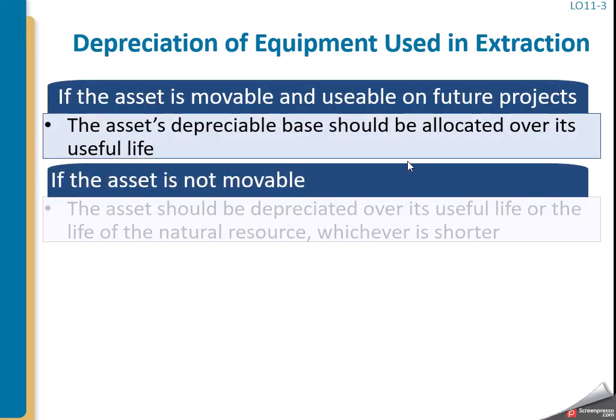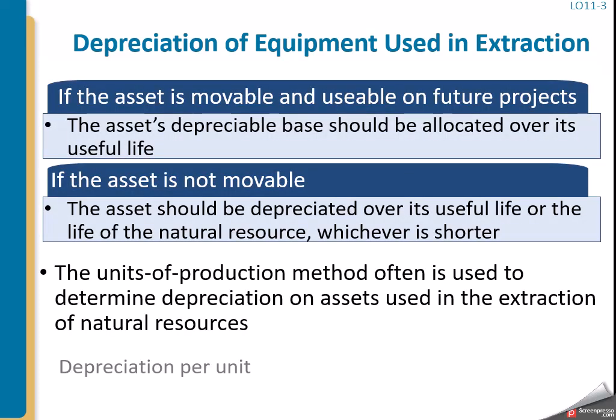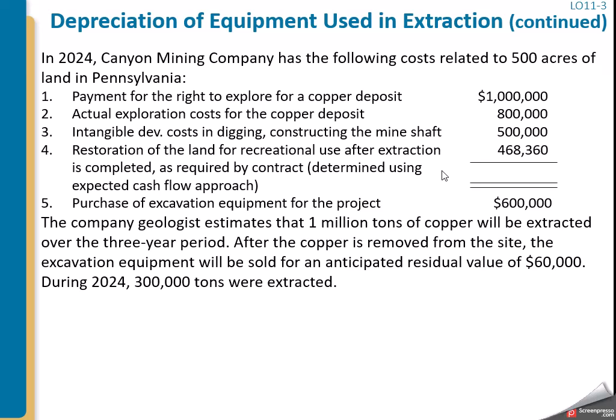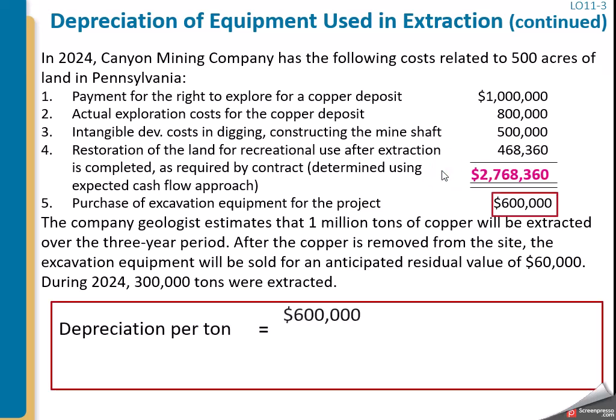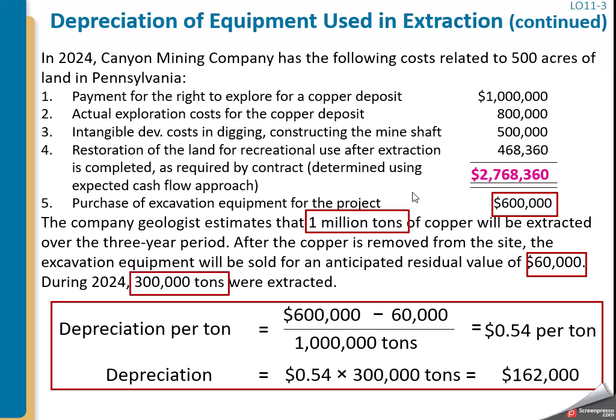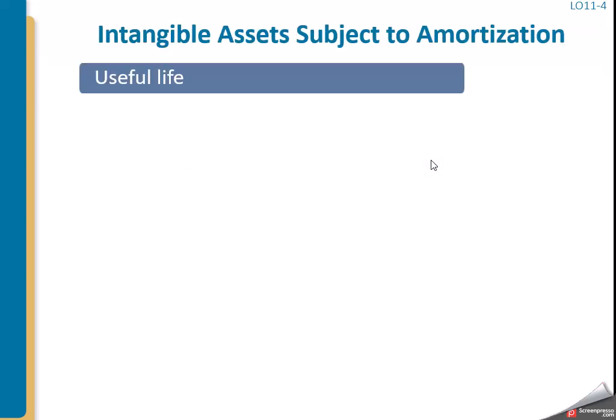Now then, that equipment that they purchased, again, it is separate from the mine in this case. So they're going to calculate their depreciable base and then divide it by those million units. And then they're going to charge it off to depreciation expense as they're extracting those natural resources, based again on the quantity. So here we've got the 600,000 minus 60,000 residual value divided by the million tons. So 54 cents per ton. We multiply that by the 300,000 tons that were extracted. And then that's what we're going to charge off to our depreciation expense.